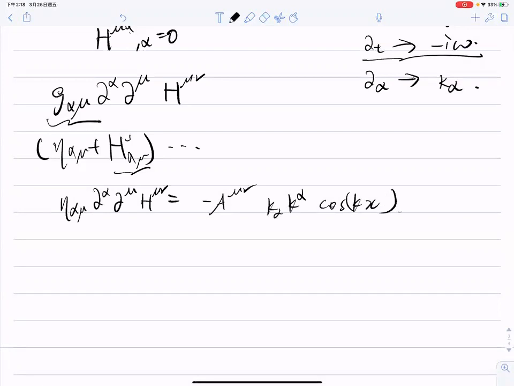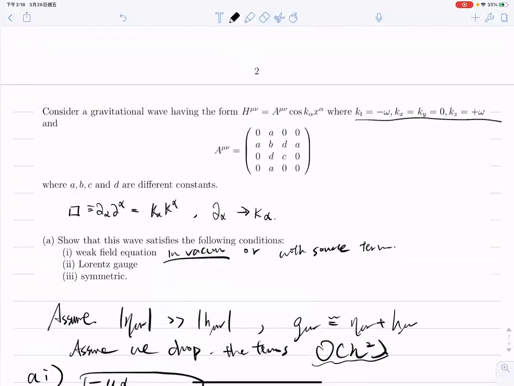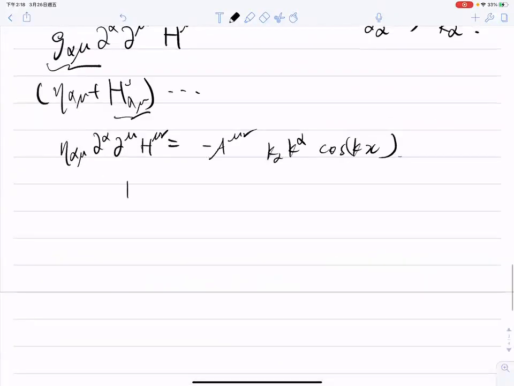As I gave you hints about the four components of k, you know that k alpha k alpha must equal 0. And what is the physics behind it?